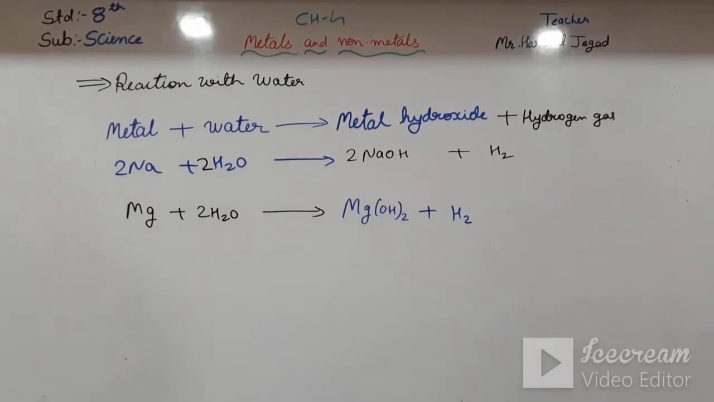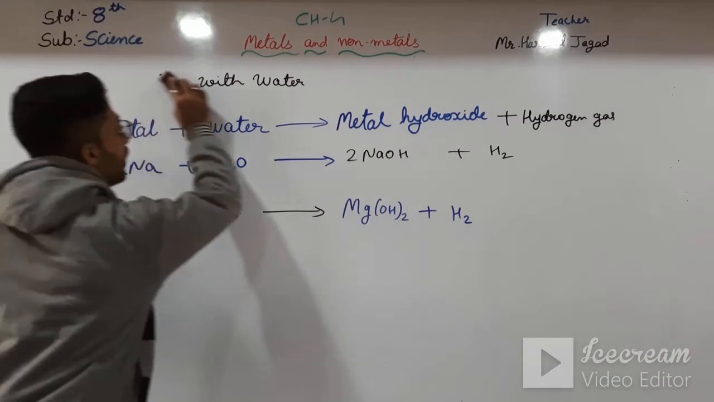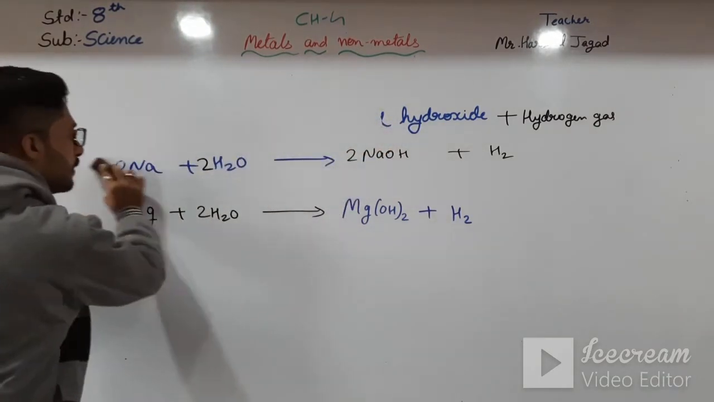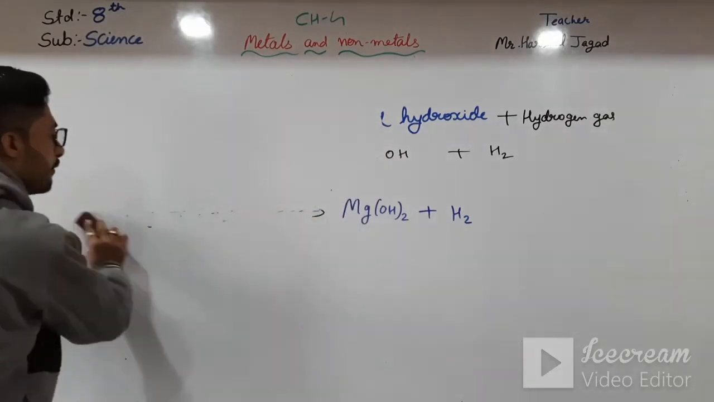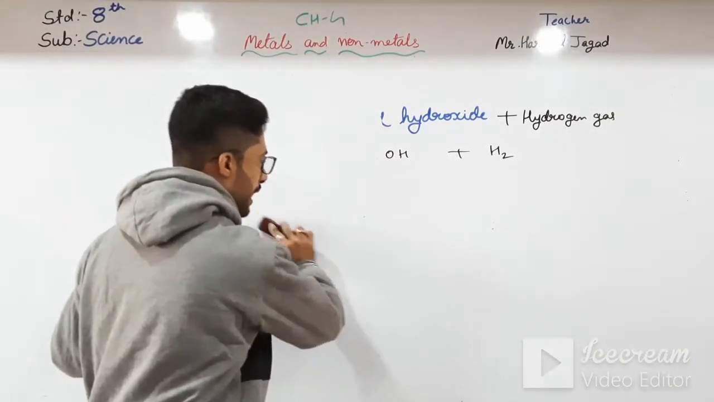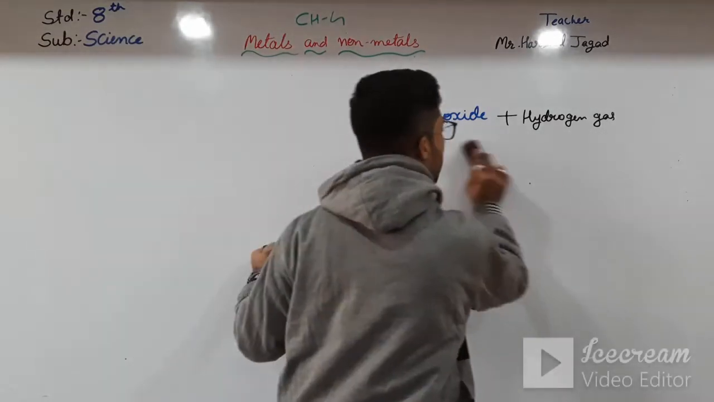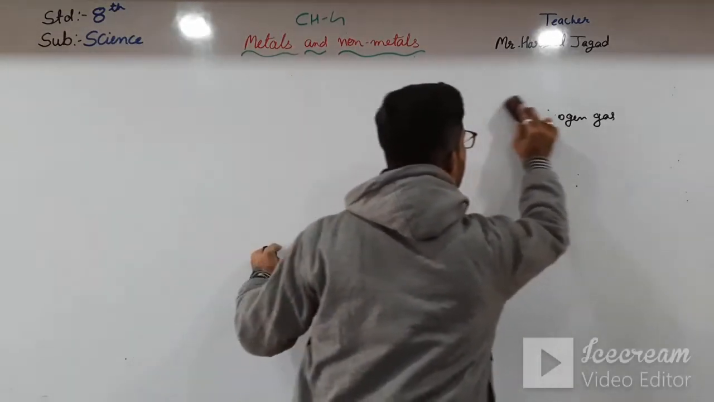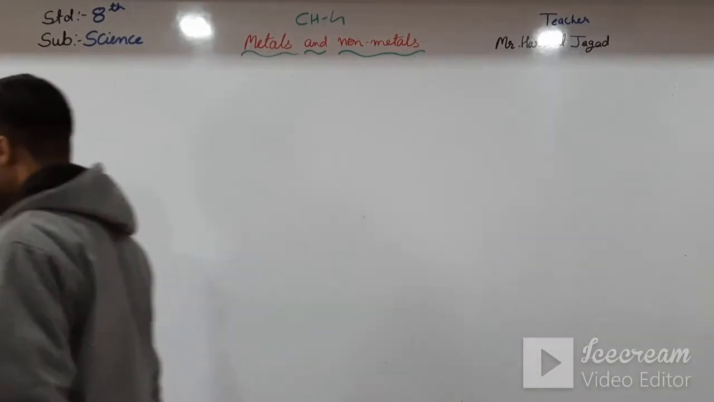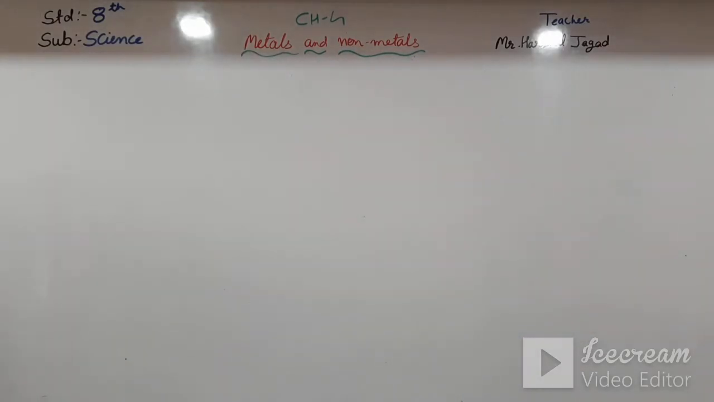So first of all, what is corrosion? In Gujarati, if there is corrosion in iron, then we can say that it is "kaat lagi gyo". We can say that. So in different metals or non-metals, it is called differently. Let us see first of all what is corrosion.